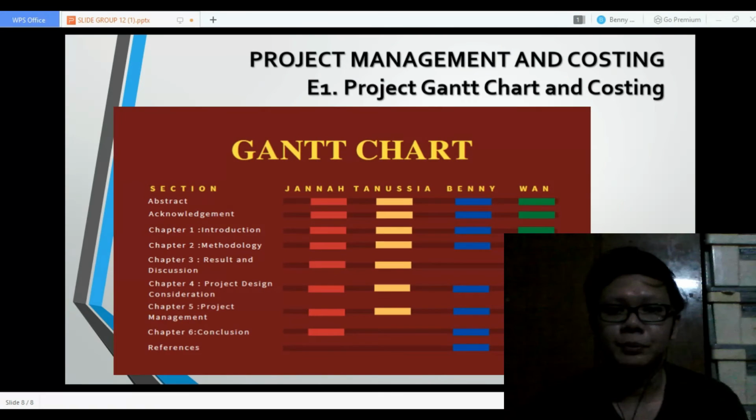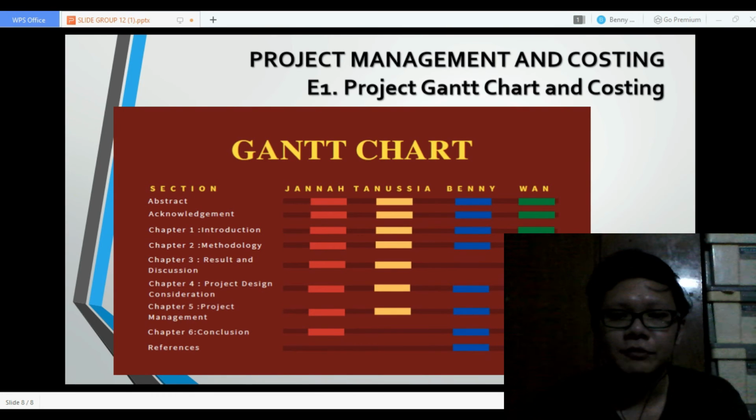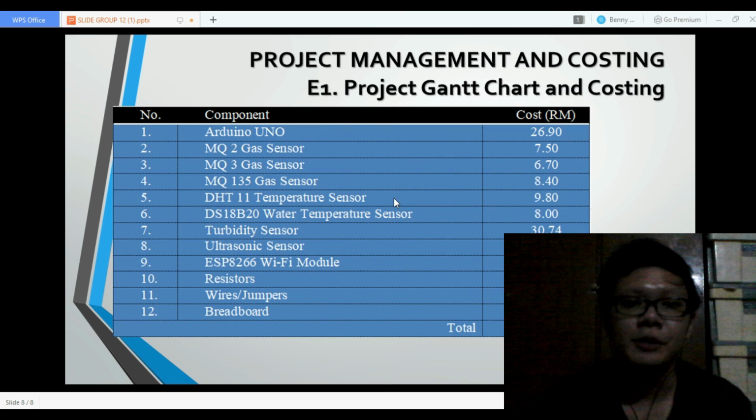Now we proceed to the project management and costing. From the Gantt chart, we can see that we tried to contribute to all sections of the report and also the circuit designing and the Arduino designing. Except sometimes, because of the time schedule or capability, we could not contribute to that section. The table shows the components that we use and the price of them.